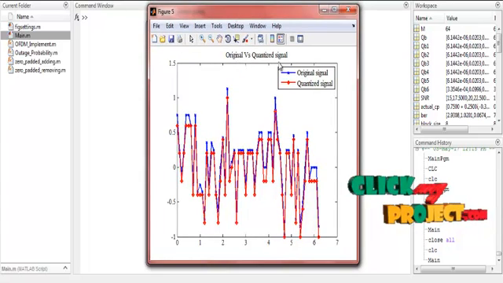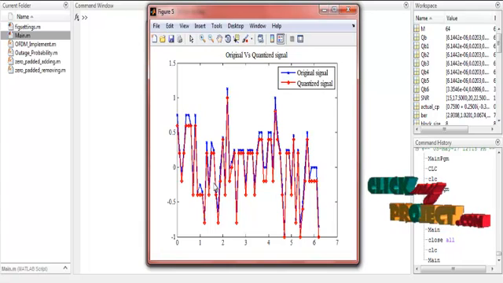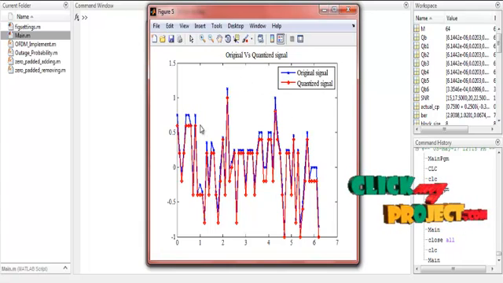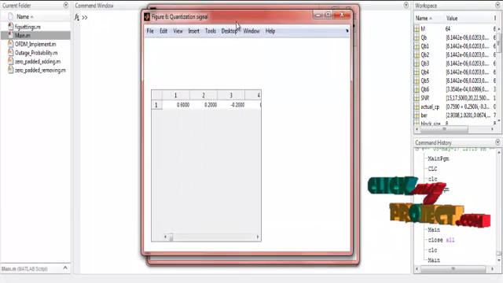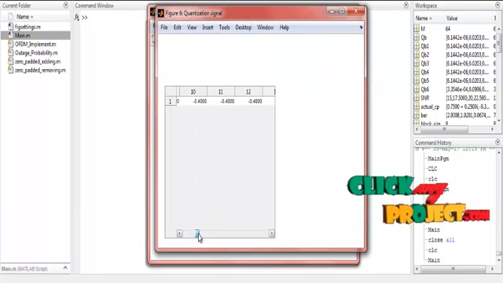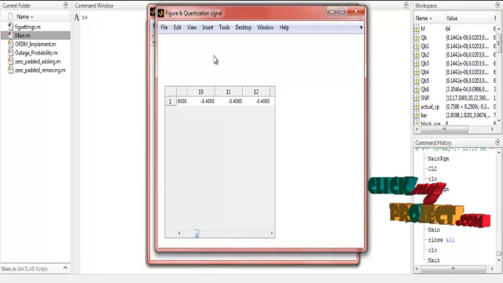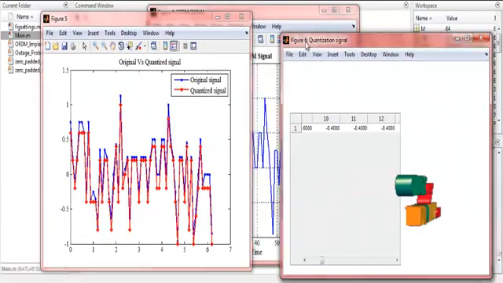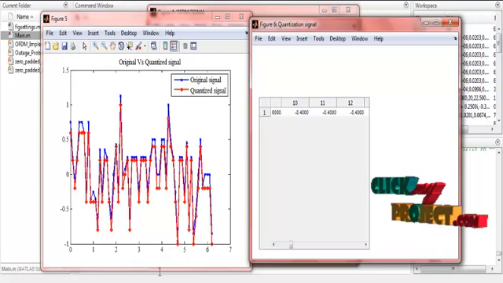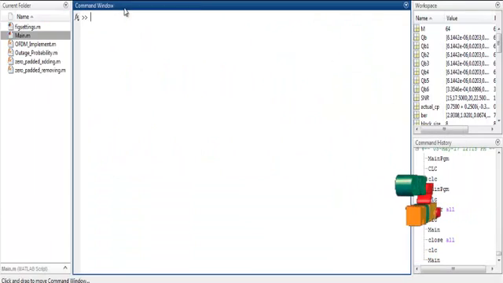In the next figure, this is the original versus quantized signal. The blue line indicates the original signal, the red line indicates the quantized signal. This is the difference between the original and quantized signal of the process. The next figure shows the quantized signal values. These values are displayed and calculated for the quantized signal, along with the original signal of the process.